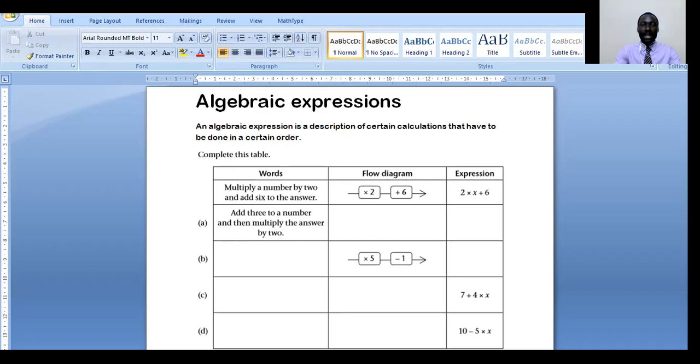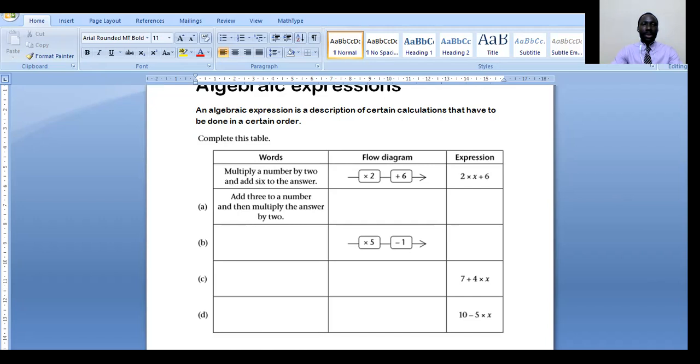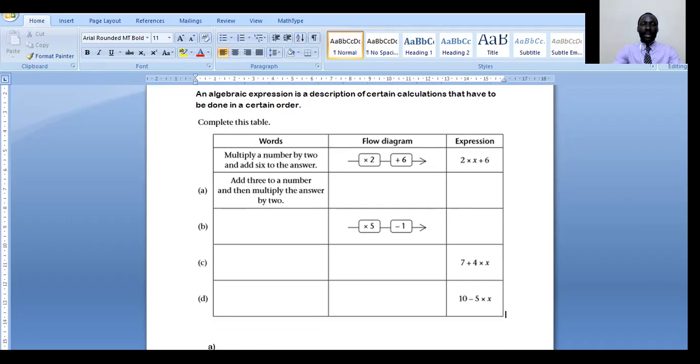Now, here before us is a table which has got a few descriptions of algebraic expressions. The first column has got the words describing the calculations that we have got to do. Then the flow diagram, that is, where do we start from? How is it supposed to continue? Then the next is the mathematical expression of our description.